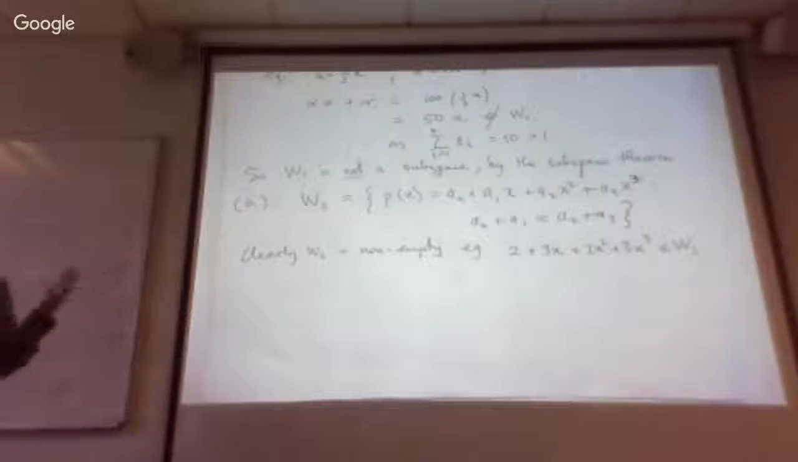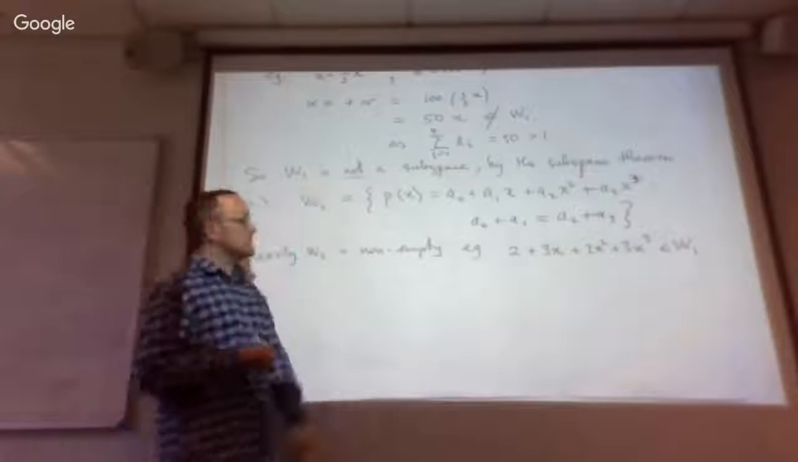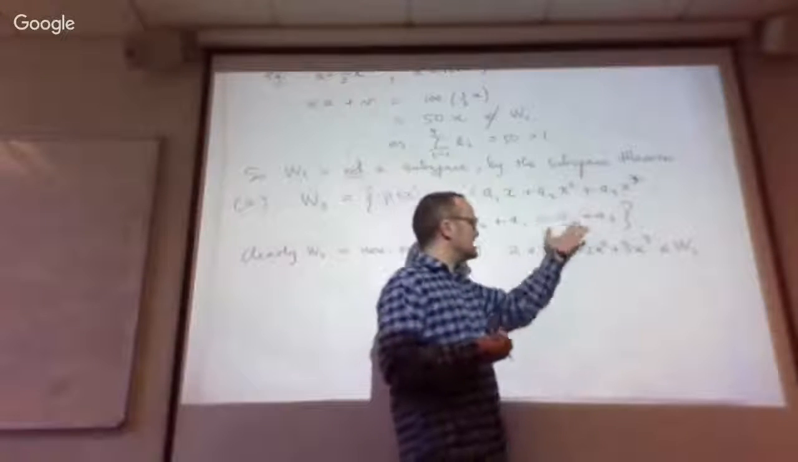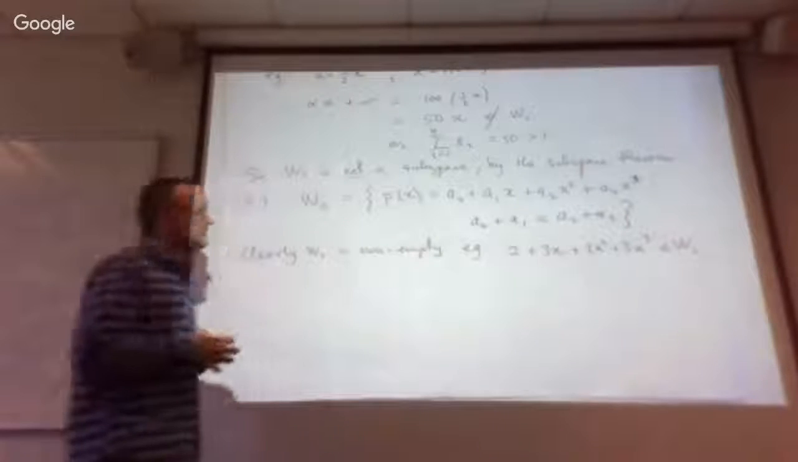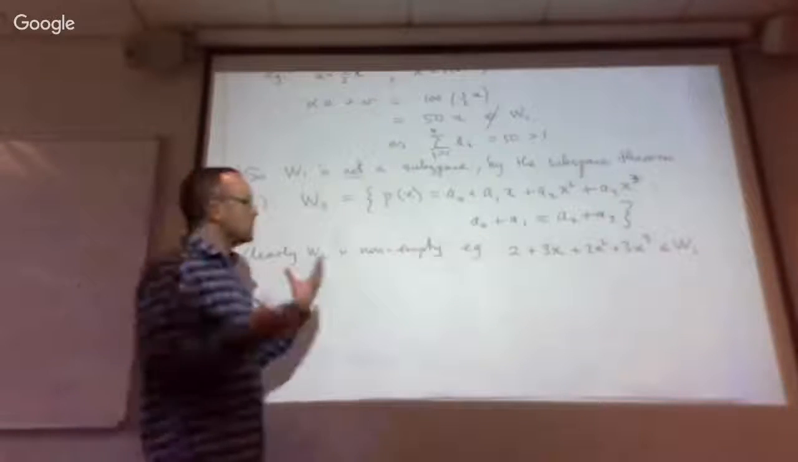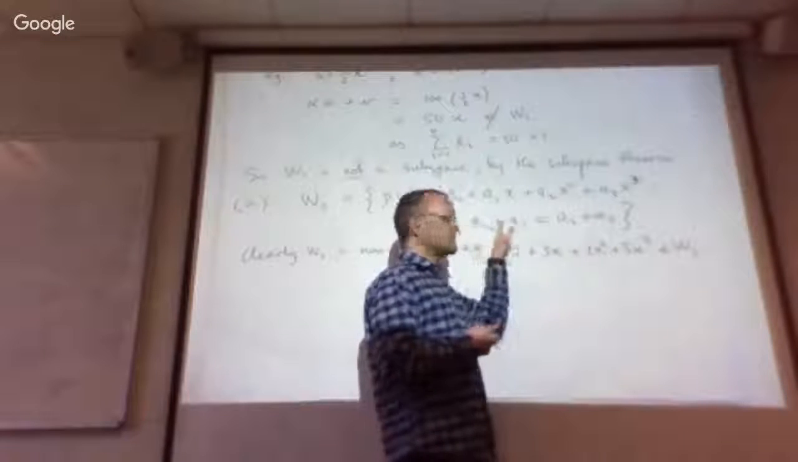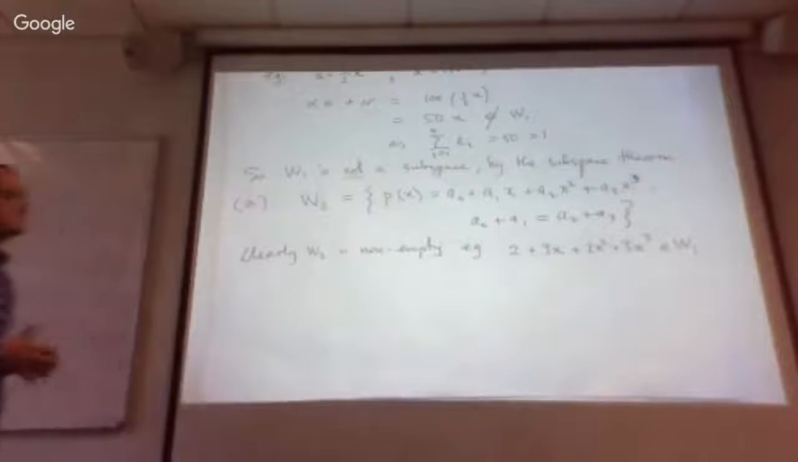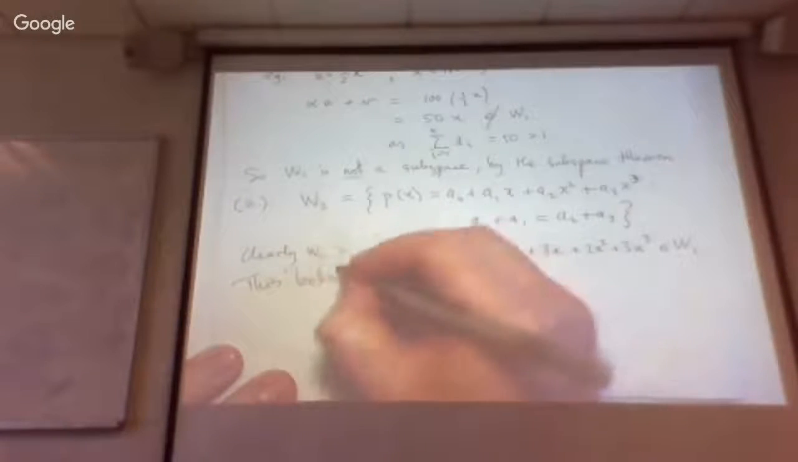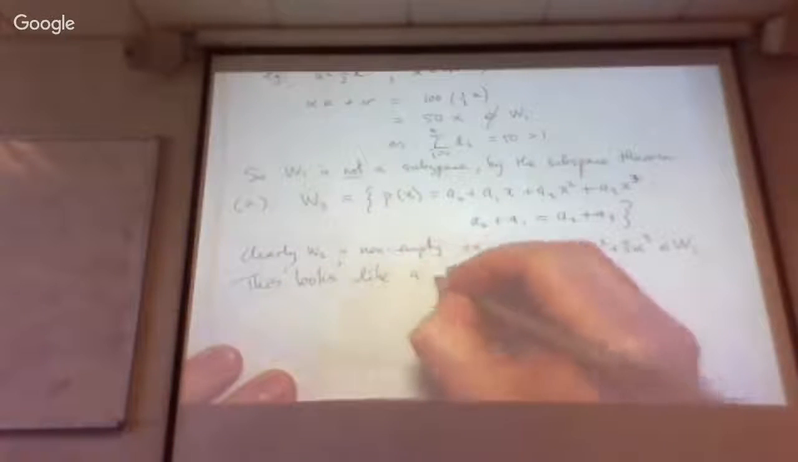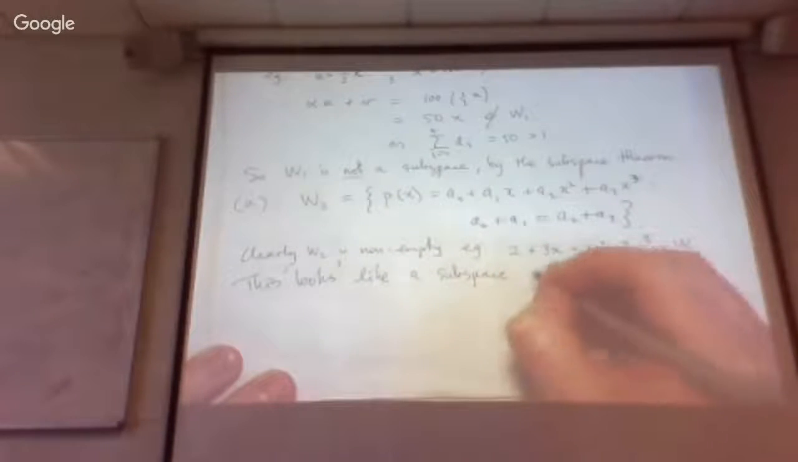This is certainly looking more subspacey. It's looking more like a vector space. This kind of condition, I mean, it is a linear condition. You're just adding together stuff. And so it certainly looks potentially good. W2 clearly contains the 0 vector, the 0 polynomial. The 0 polynomial has all 0 coefficients, so certainly the sum of the first two is the sum of the second two. So it's looking good. This looks linear, looks like a subspace.